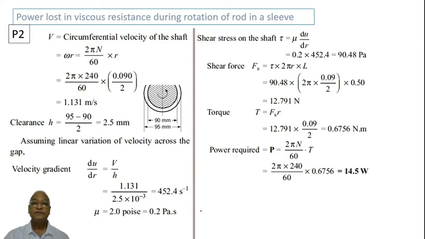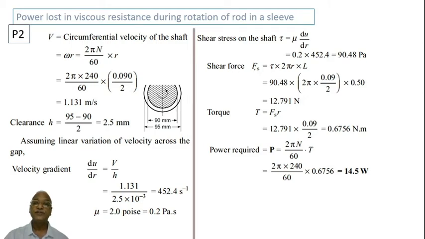Further, here shear stress tau is equal to mu into du by dy or dr. In this case it is a radius, so it comes out to be 90.48 pascals.